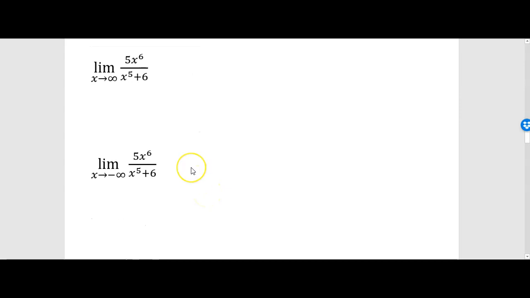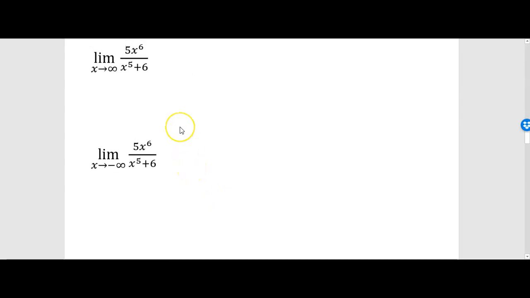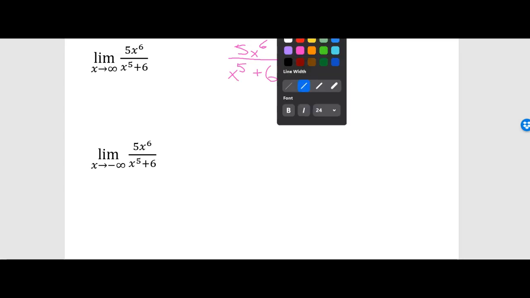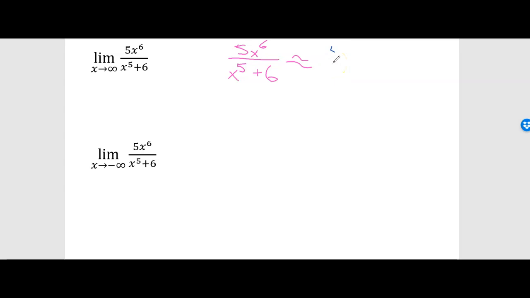Okay, this time we have what looks to be a less complicated function. There's only one term in the numerator, but we're going to treat this the same way. We are going to try to simplify it and get an approximate function that's easier to work with. So this pink function is going to be approximately equal to this blue function.